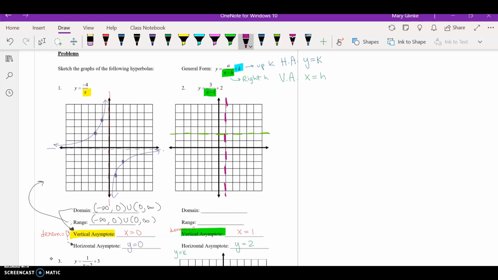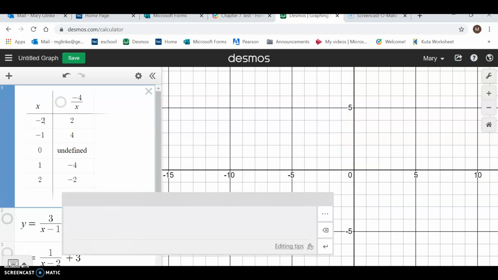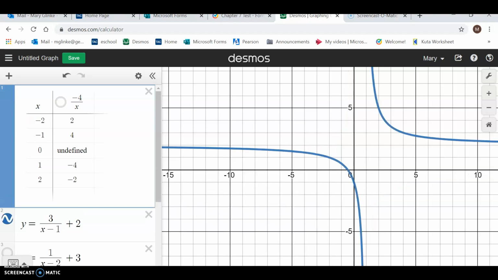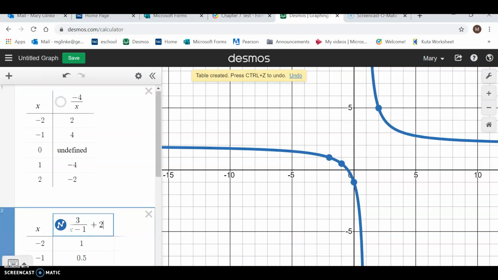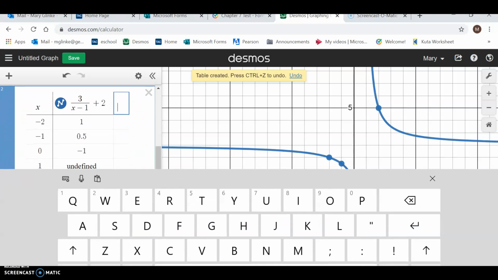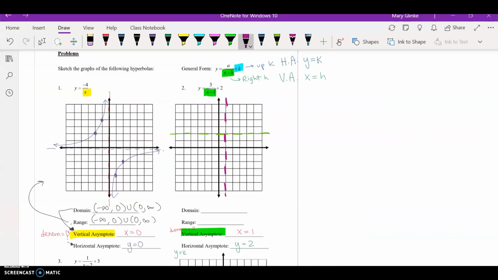So to figure out the rest of this, we can take our calculator and graph this. So this is this function right here, 3 over x minus 1, plus 2. And I'm going to make a table of values here. You can hit second table so you can see all of those values there. And you can plot a bunch of those to get some nice and consistent points here.